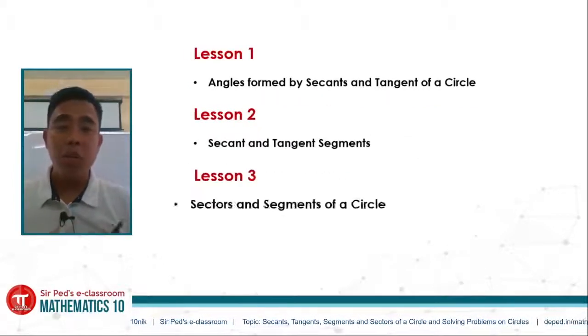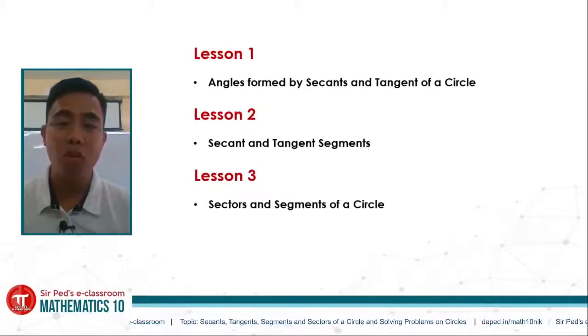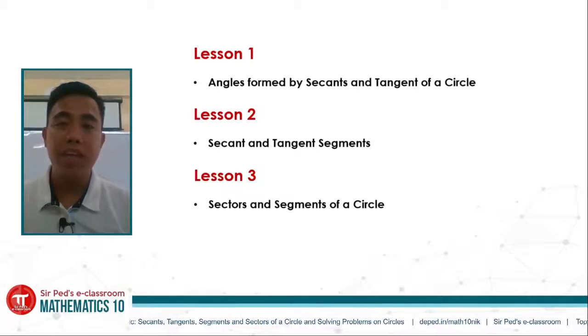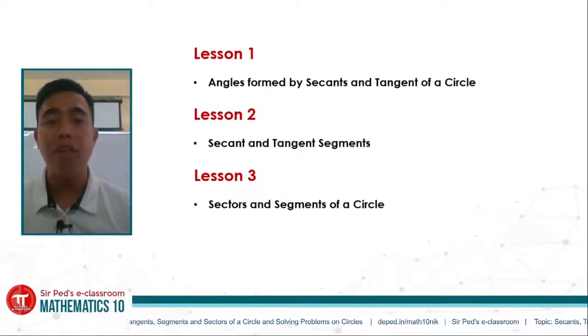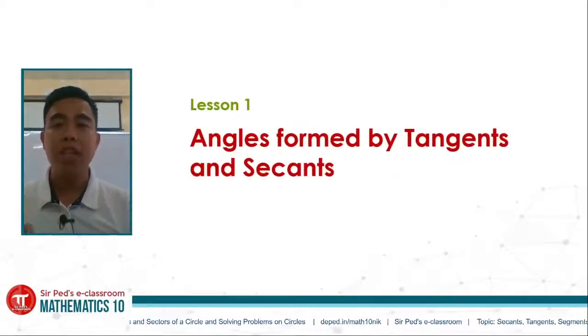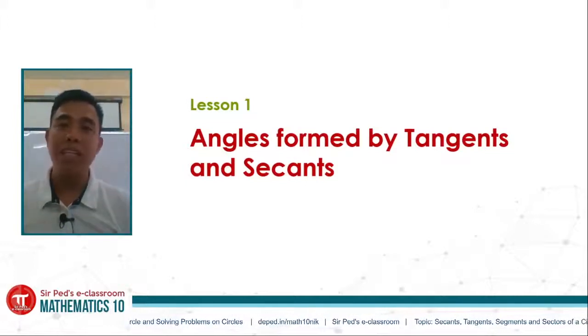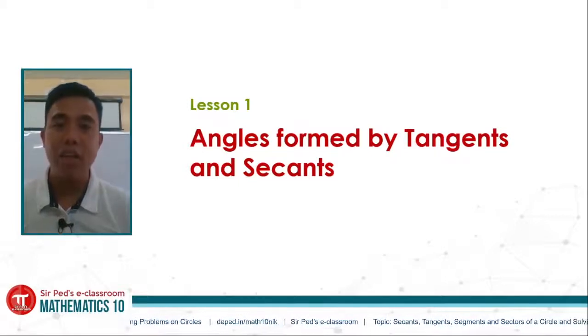This module is divided into 3 lessons. The first one is on angles formed by secants and tangent of a circle. And then lesson 2, secant and tangent segments, and lesson 3, sectors and segments of a circle. This video lesson is all about angles formed by tangents and secants. So wait for the uploaded video lessons on lesson 2 and lesson 3.